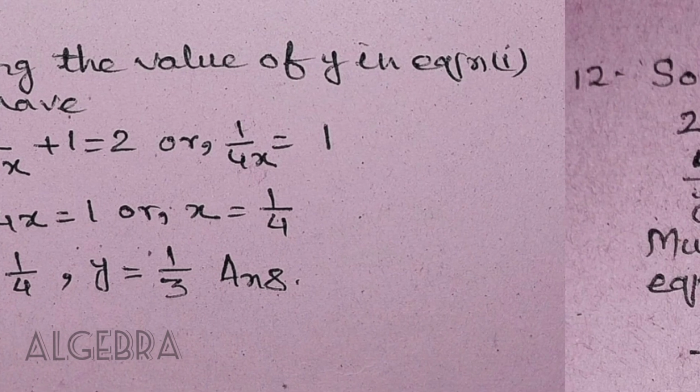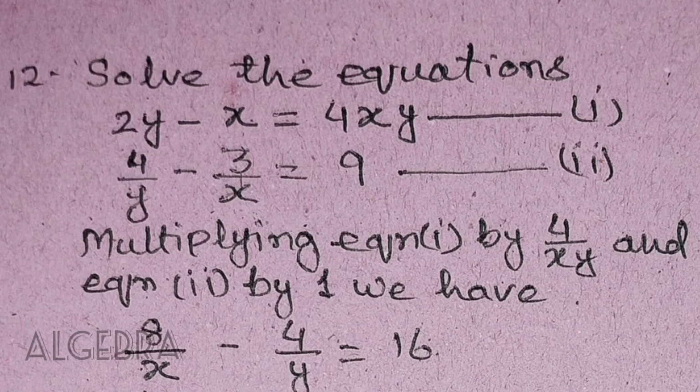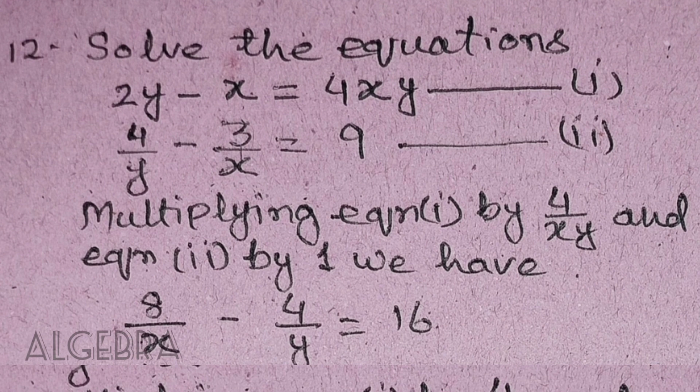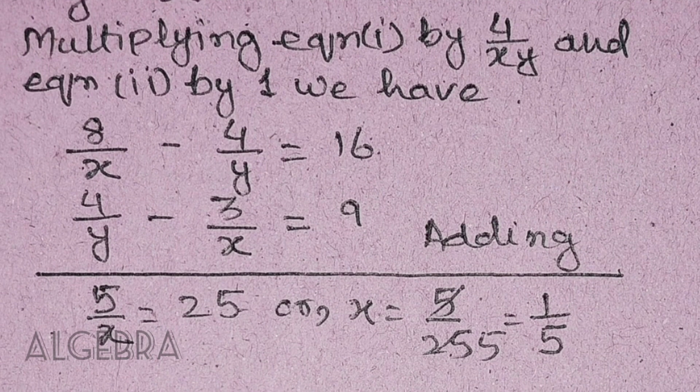Answer. 12. Solve the equations 2/y - 1/x = 4xy. Equation 1. 4/y - 3/x = 9. Equation 2. Multiplying equation 1 by 4/(xy) and equation 2 by 1, we have 8/x - 4/y = 16. 4/y - 3/x = 9. Adding, 5/x = 25, or x = 5/25 = 1/5.